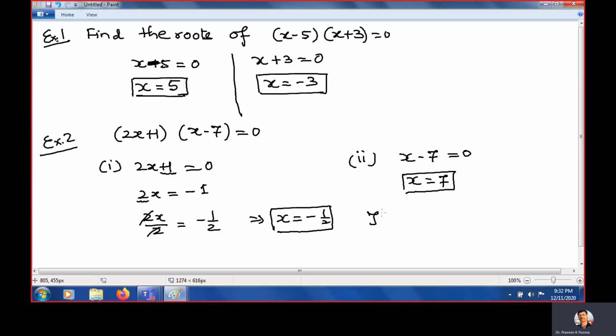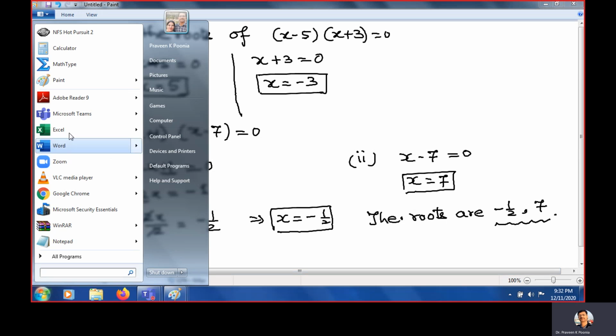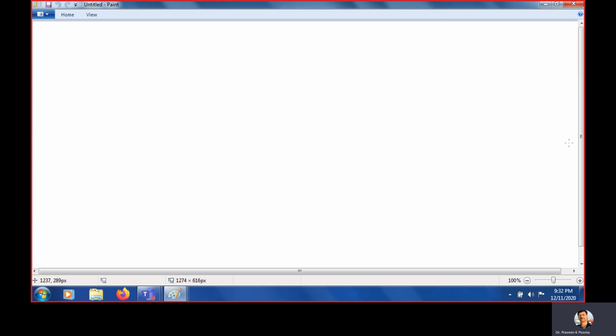So the roots are minus 1 by 2 and 7. Please learn it. It is very simple. Clear? But it is not always given in terms of factors. Sometimes it is given in terms of a quadratic equation. So let us take example number 3.